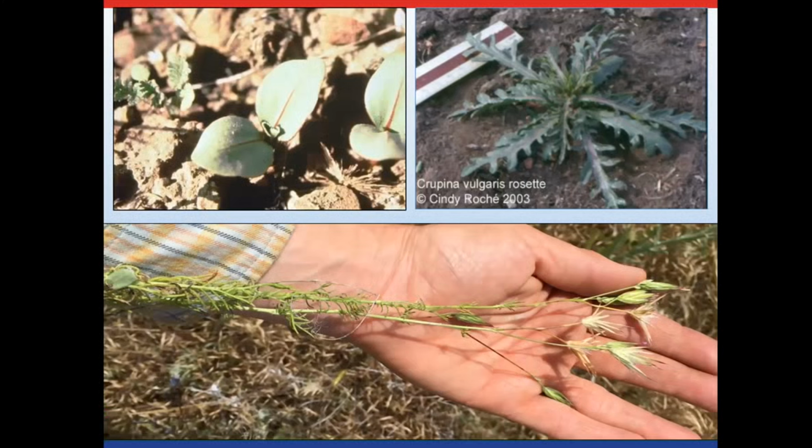Very divided leaves, a really interesting seedling with that dark, almost rust-colored midvein. And that midvein continues into the rosette form of the plant before it bolts. You can see the really divided leaves and the dark-colored midvein, which is pretty unique in a lot of the species we typically deal with.